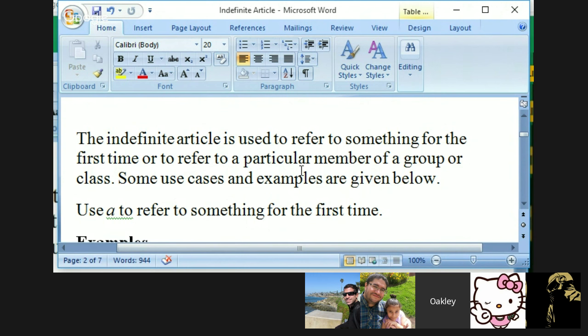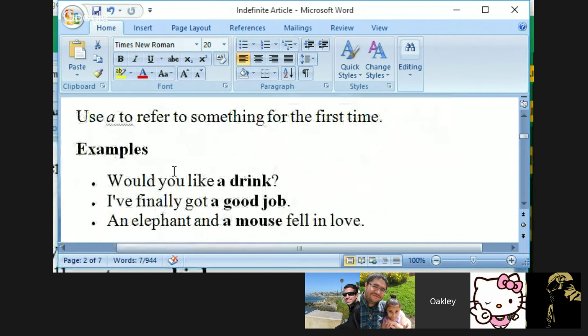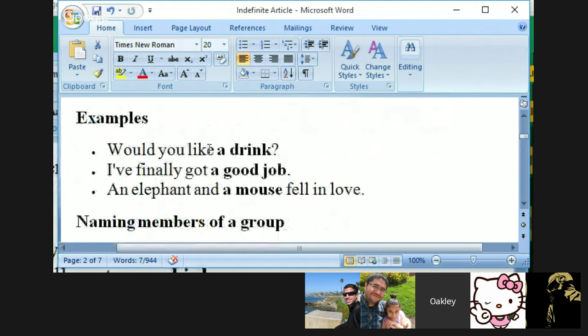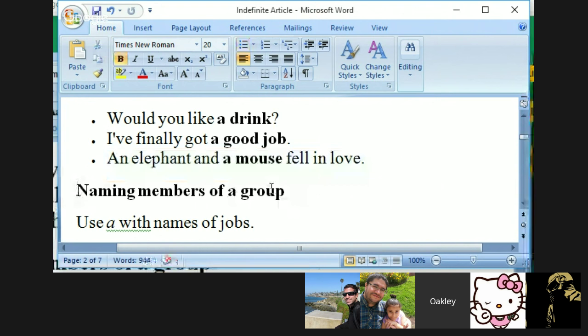The indefinite article is used to refer to something for the first time, or to refer to a particular member of a group or class. All right, let's examine that more carefully. Very simple colloquial English: Would you like a drink? First time I'm mentioning it. Okay, I finally got a good job. The first time that it's mentioned in a conversation, any normal conversation. I don't know how this next sentence would fit in a normal conversation, but okay: An elephant and a mouse fell in love. Or in the case of naming members of a group.